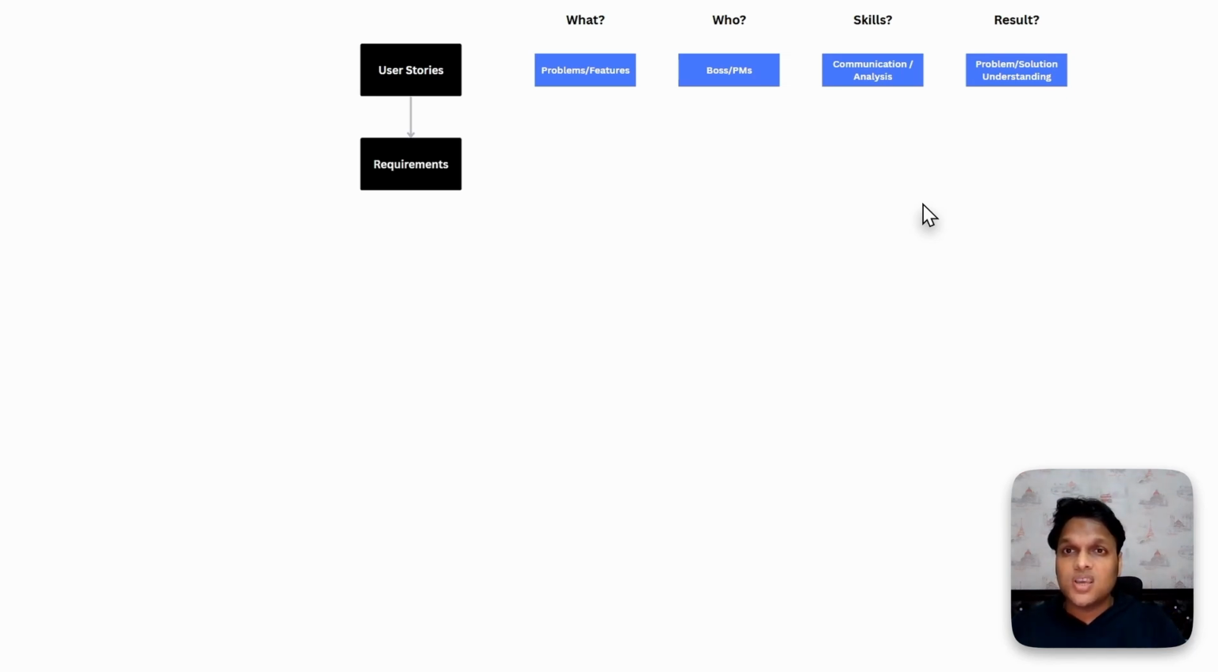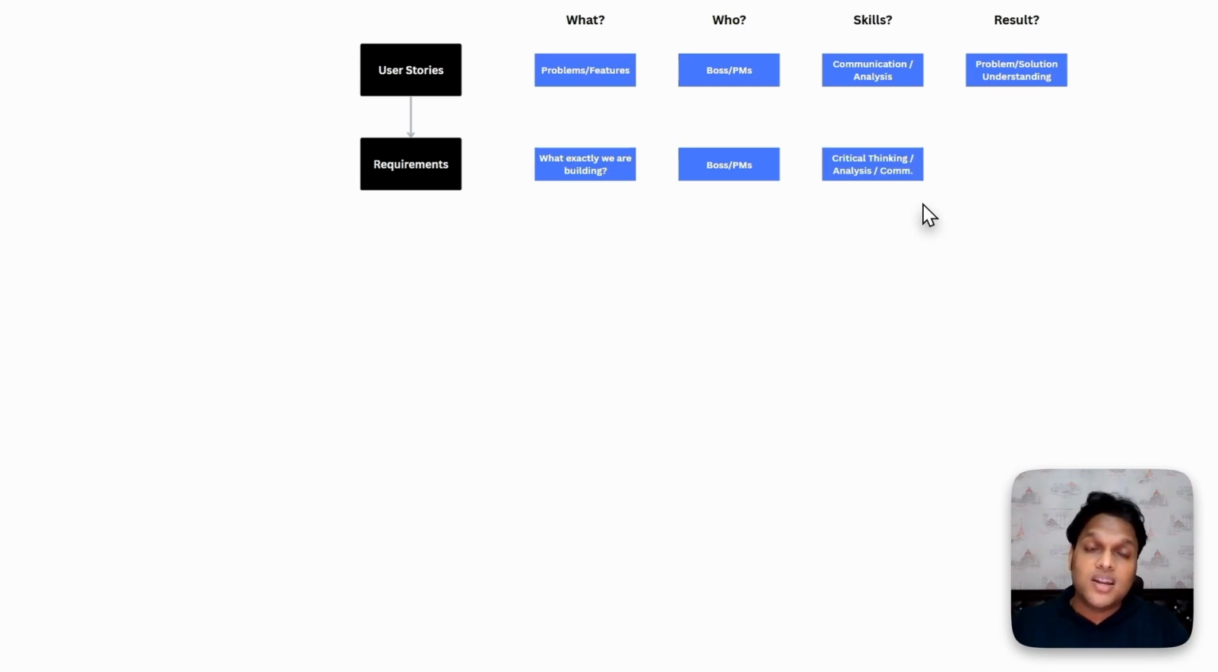Next, after user stories, you have requirements. What are requirements? What exactly are we building? The real clarity on things, the solutions we are building. Who is responsible? Again, bosses or the product managers. What skills are required? It requires critical thinking. Out of all the problems and all the solutions, you have to understand which one to choose and give it proper analysis.